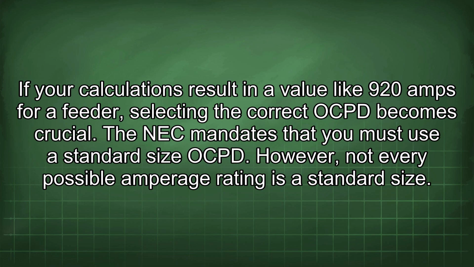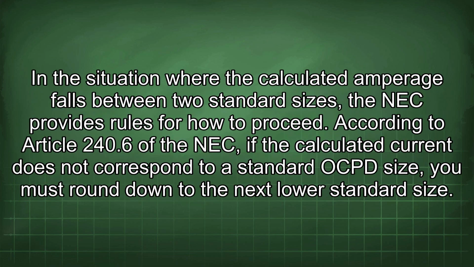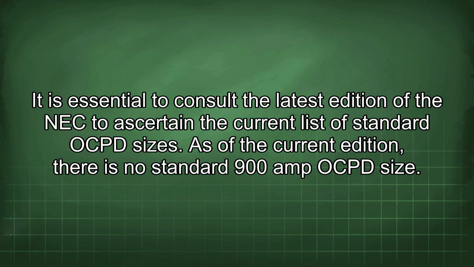However, not every possible amperage rating is a standard size. In a situation where the calculated amperage falls between two standard sizes, the NEC provides rules for how to proceed. According to Article 240.6 of the NEC, if the calculated current does not correspond to a standard OCPD size, you must round down to the next lower standard size. It is essential to consult the latest edition of the NEC to ascertain the current list of standard OCPD sizes.